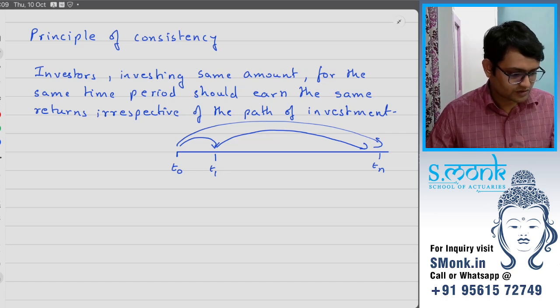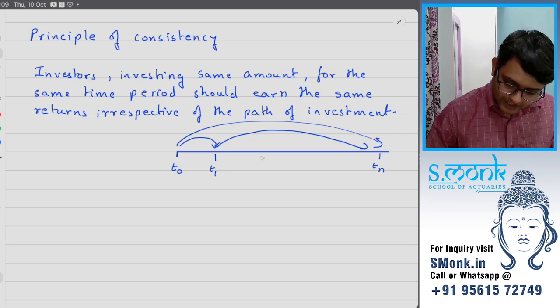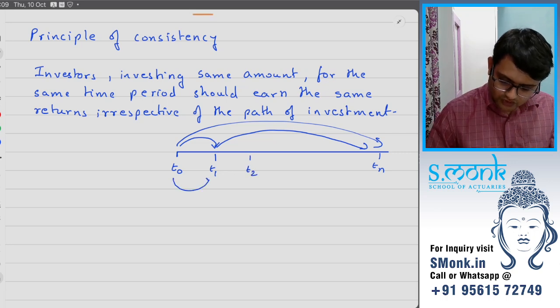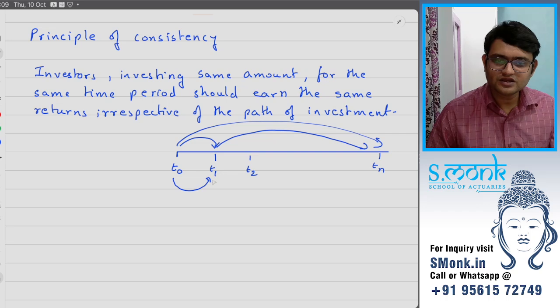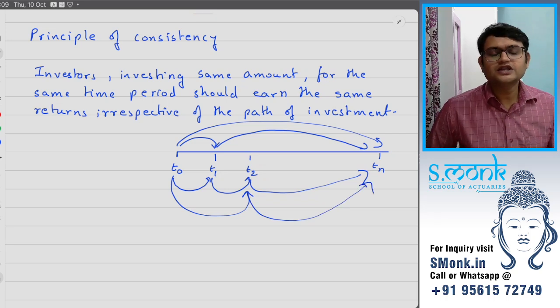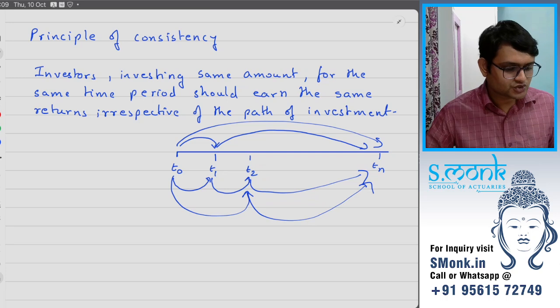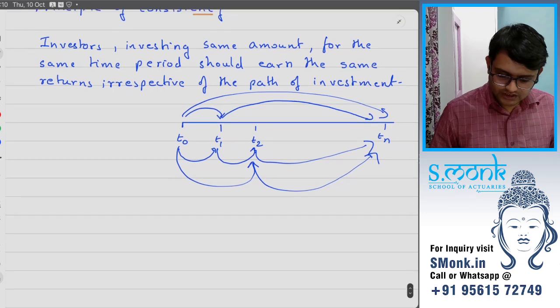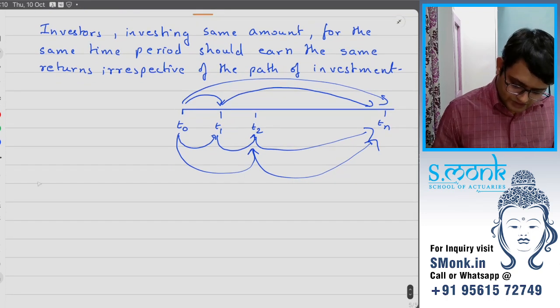So irrespective of the path chosen. We might have a path from time 0 to time 1, then reinvested from time 1 to time 2, then reinvested from time 2 to time n. Or we might have time 0 to time 2 and then from time 2 to time n. Irrespective of what path is chosen, we should have the same returns. That is what the principle of consistency says.